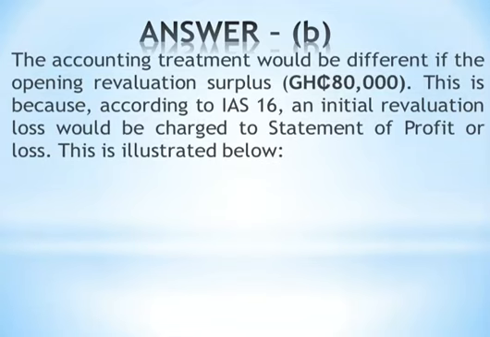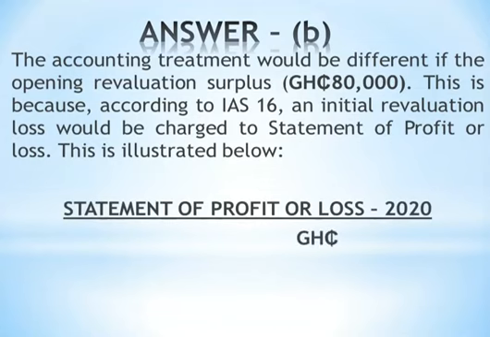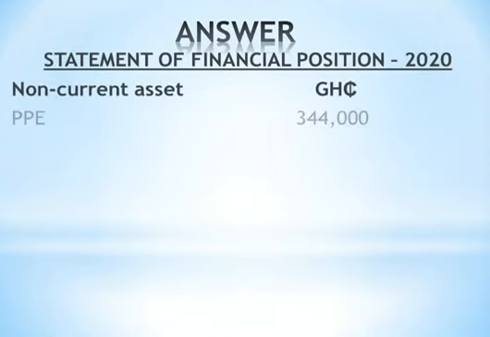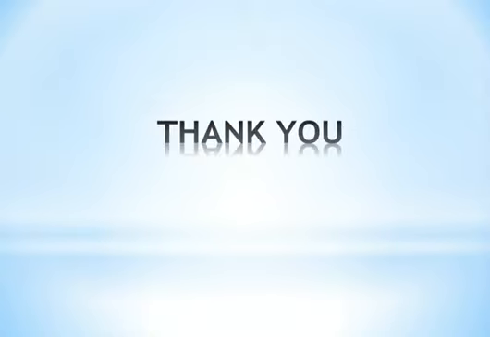This is because according to IAS 16, an initial revaluation loss will be charged to the statement of profit or loss, and this is what we are going to show. So here we show the depreciation first, which we established was 20,000. We show the revaluation loss here as 36,000. Now when we come to the statement of financial position, we only show the value of PPE, and that will end this question. Thank you.